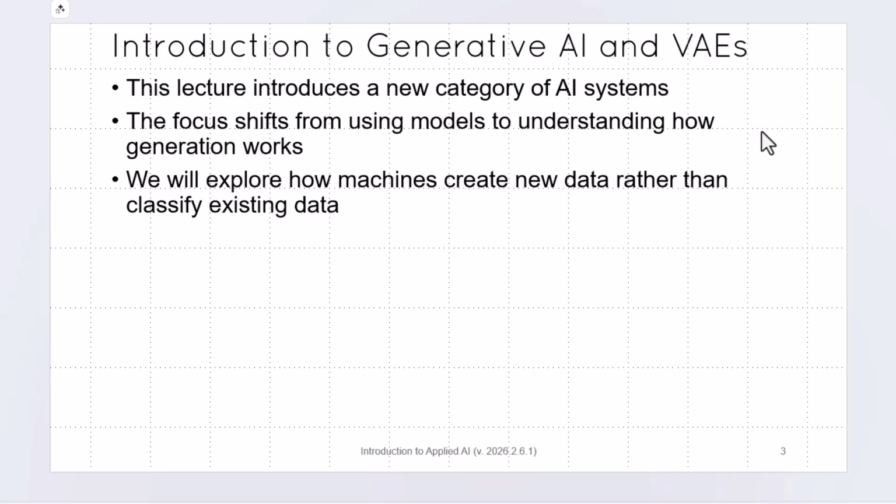So, this lecture introduces a new category of AI systems. The focus shifts from using models to understand how generation works. We will explore how machines create new data rather than classify existing data.